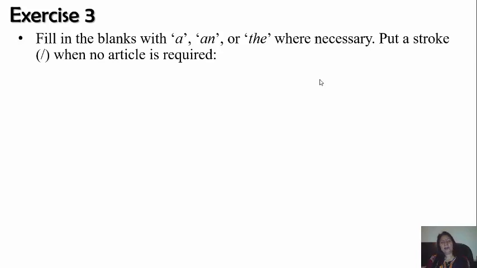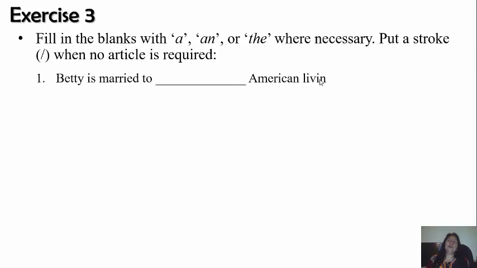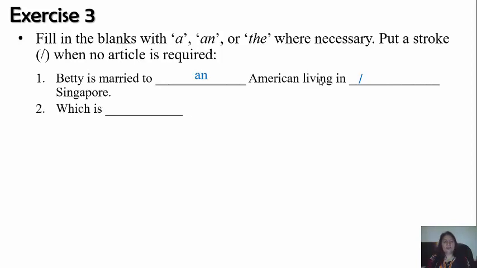Okay, next. Exercise 3. Fill in the blanks with a, an or the where necessary. Put a stroke where no article is required. Here again what you can do, you can just write your exercise and try to fill it yourself, and then you can write the answers later on. Betty is married to an American living in Singapore. Okay, because Singapore is a place, here you don't have to write the. Which is the longest river in the world?